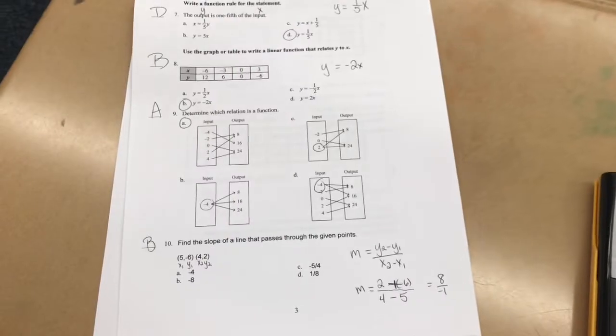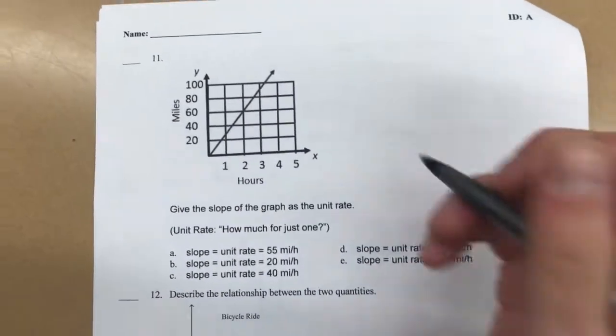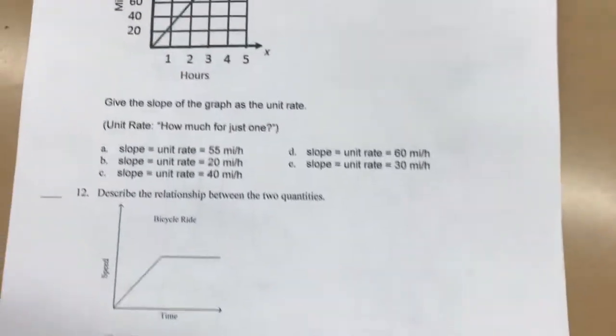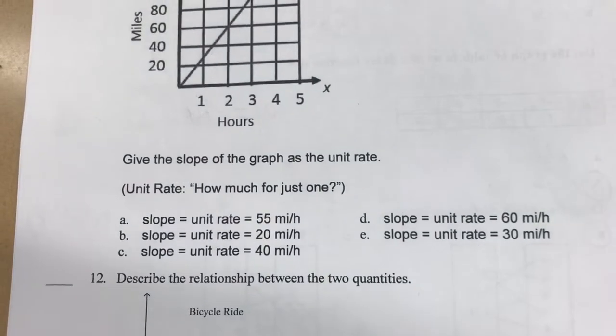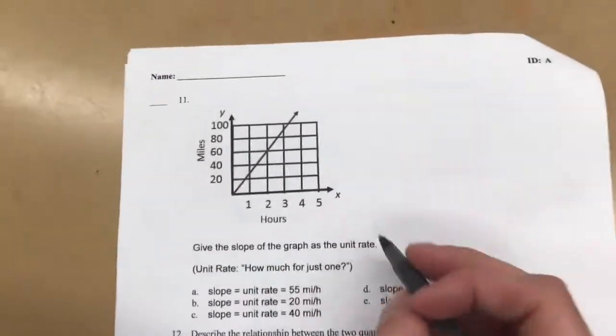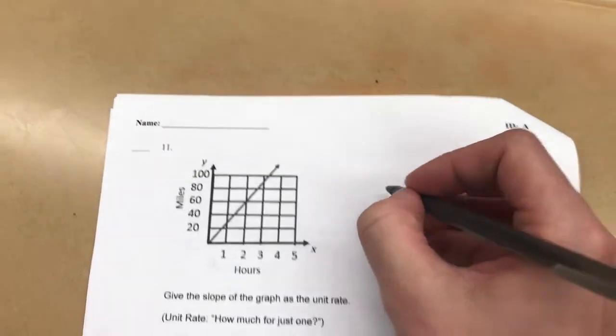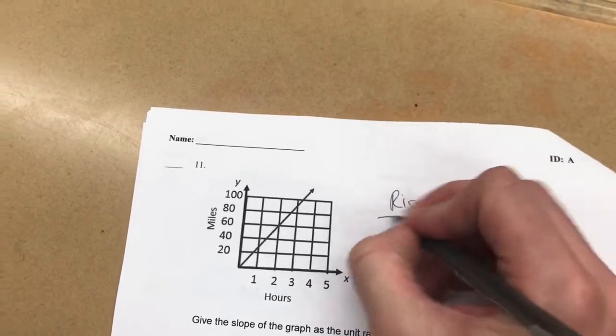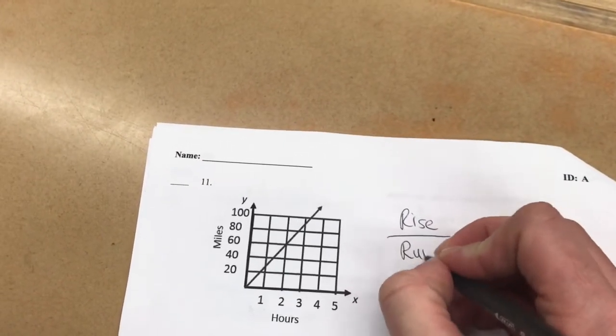DBAB. All right, here come the pictures. Things are going to move a little bit faster. Give the slope of the line, which is the same thing as the unit rate. So remember, slope is rise over run. So I'm going to pick 2 points, and I'm going to literally do just that.